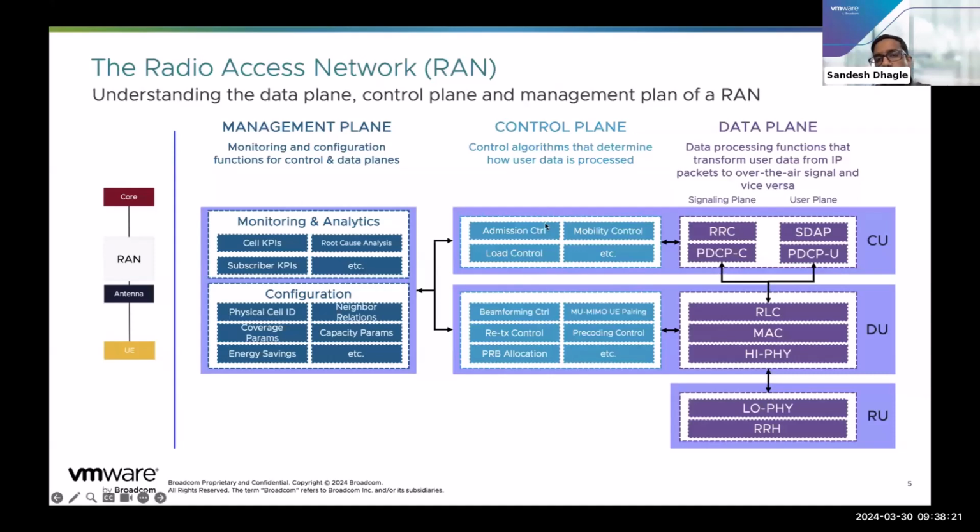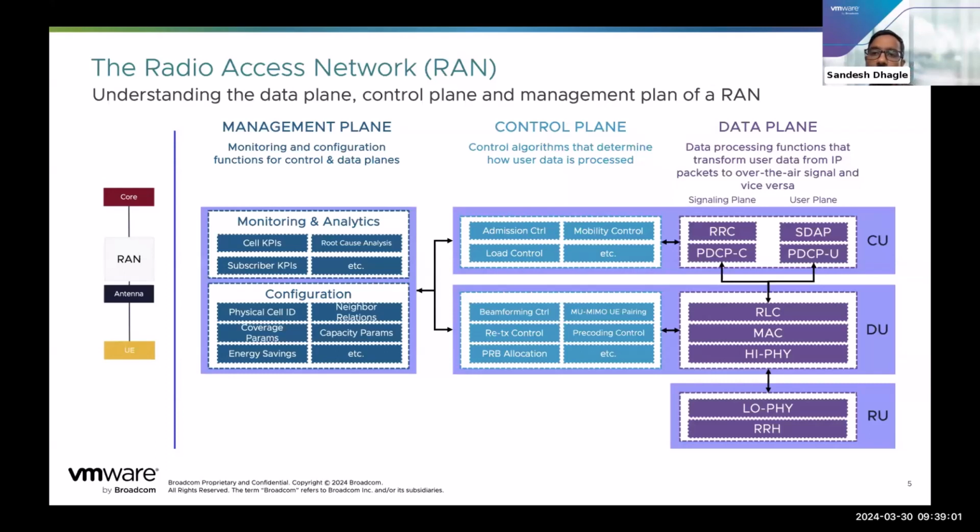Now we go one step below to the control plane. In the control plane, we have the control algorithms that determine how the user data is processed on the data plane, right? Which means the admission control, the mobility control, the load balancing, and also things like pre-coding, PRB allocation, beamforming. Those are the components that are under the control plane algorithms. These would determine how the data would get mapped onto the air interface.